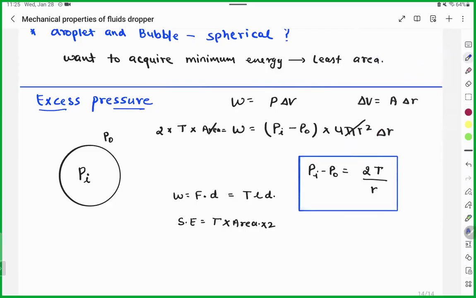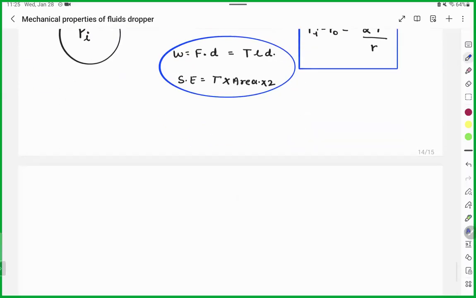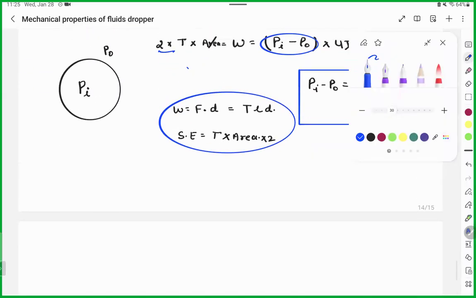Is it messed up or did you understand this? 2T same, delta r integration, r will go to the other side, and this is the excess pressure. I wrote this again from the last topic for repetition, for revision. Got it? This is in the case of a water droplet.